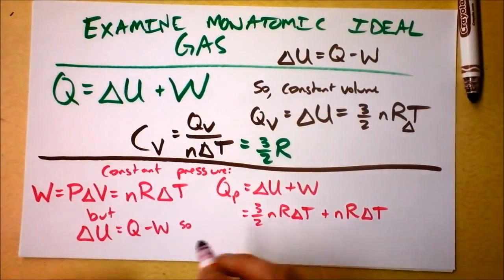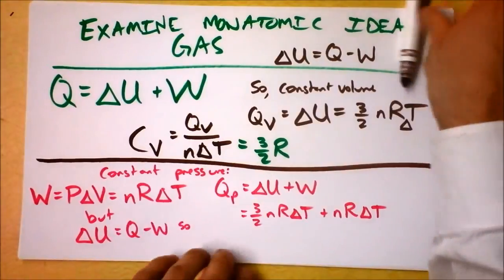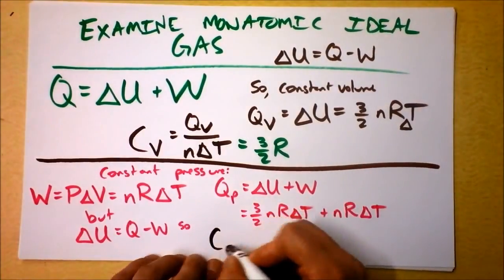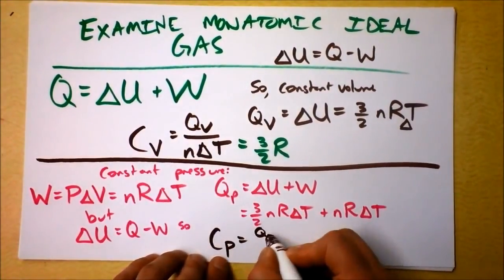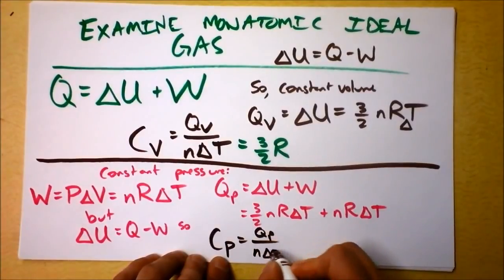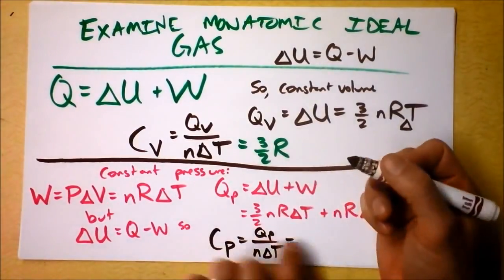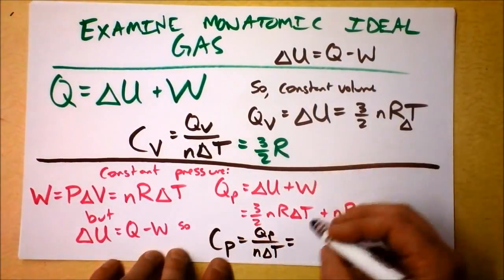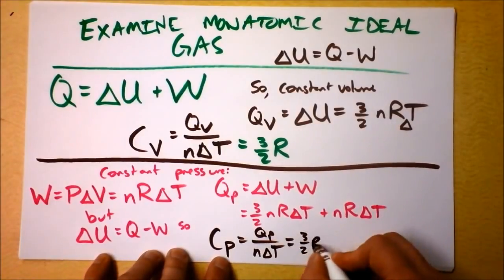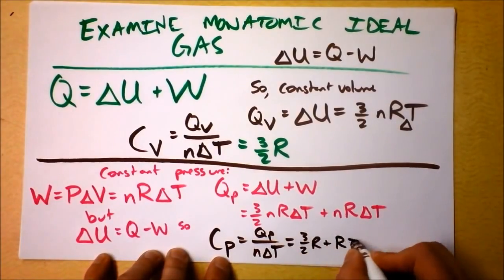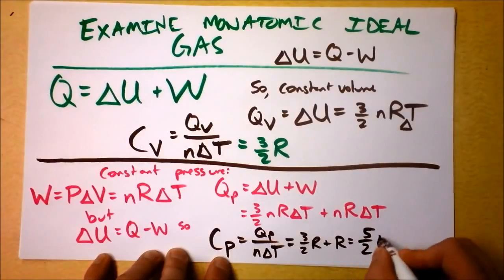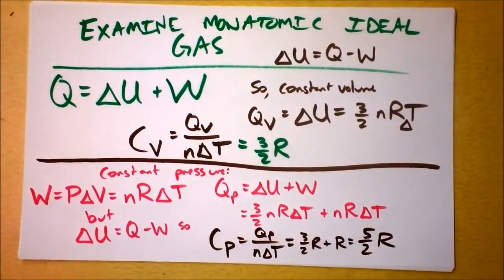And then we're supposed to take this. Remember, in this case, we're supposed to take the definition of CP, which is QP divided by n delta T. And I'm going to take this stuff and divide it by n delta T. I'm going to get 3/2 R plus R. Why, that's just 5/2 R, and oh, dang!